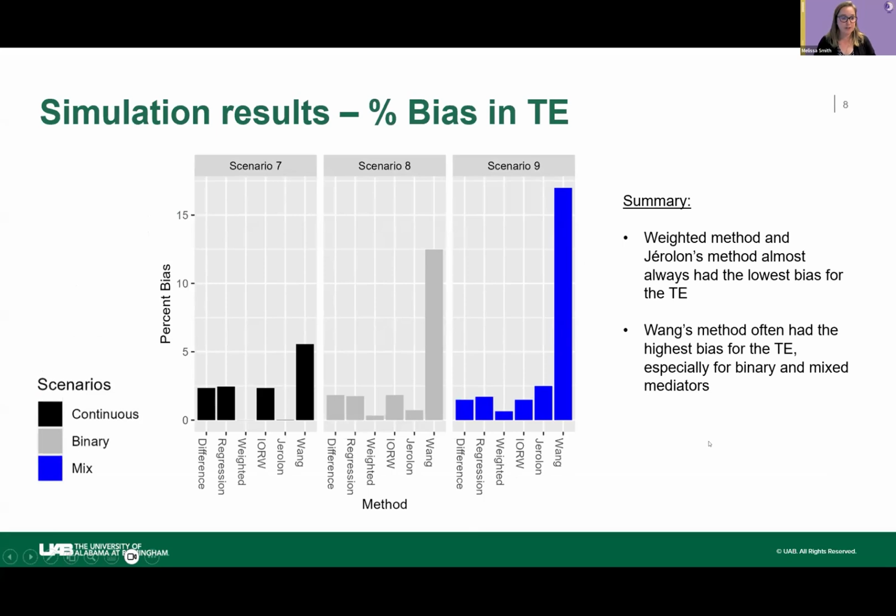And some things that stand out at first glance, you can see that the weighted method in each setting produces the lowest percent bias in the total effect. And Daniel's method, especially in the first 2 scenarios, is the second best in terms of bias. In the third scenario, it still performs pretty well relative to the others. And then I think the other big observation is that Wang et al.'s method often had the highest bias for the total effect, and this was particularly pronounced in scenarios with binary and mixed mediator variables, less pronounced in studies with continuous.